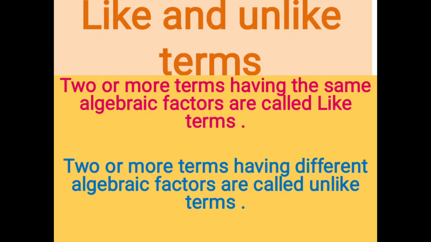Now let us learn what like and unlike terms are. Two or more terms having the same algebraic factors are called like terms. Two or more terms having different algebraic factors are called unlike terms.